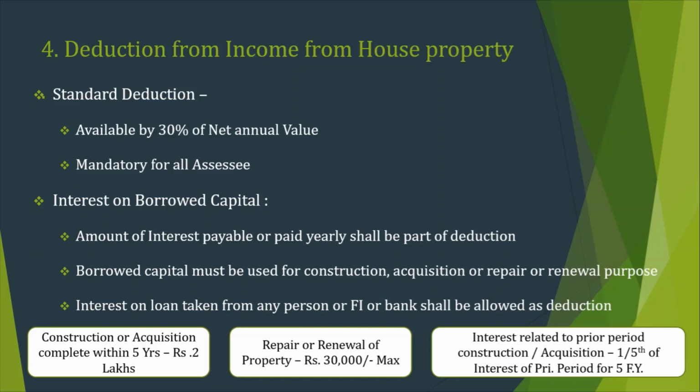And if the interest is related to the prior period for construction or acquisition of property, it shall be divided into 5 equal installments and taken as a deduction for the next 5 years. Suppose you have borrowed capital in 2016, and your construction completes in 2021. Whatever interest is charged from 2016 to 2021, you will divide it into 5 parts, and each one-fifth of that total interest you can claim for the next 5 years. So this is the procedure.